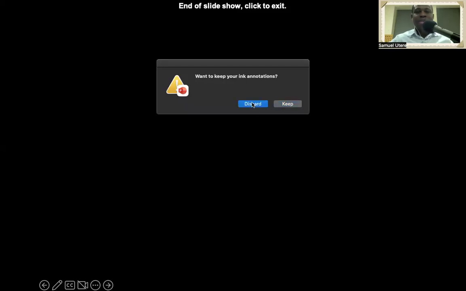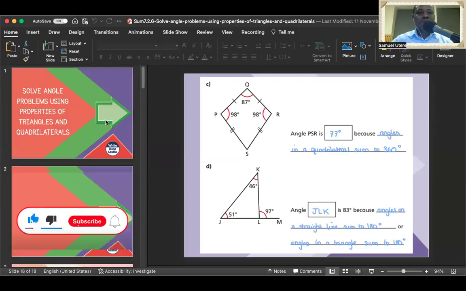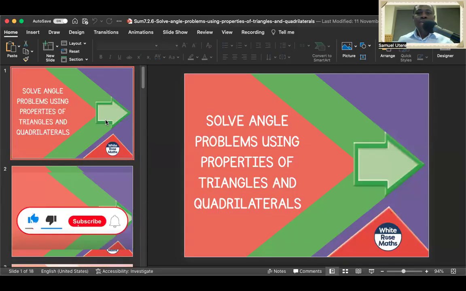And that brings us to the end of our lesson. So we have used our knowledge of properties of triangles and quadrilaterals to solve interesting angle problems.